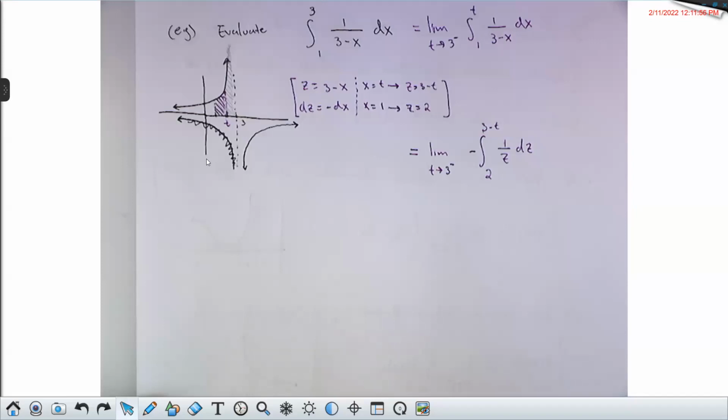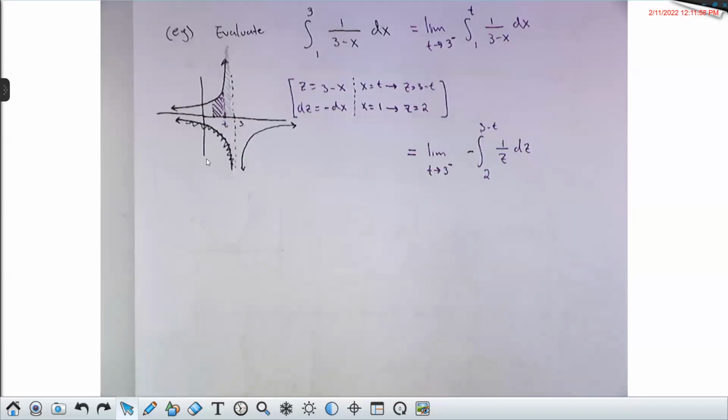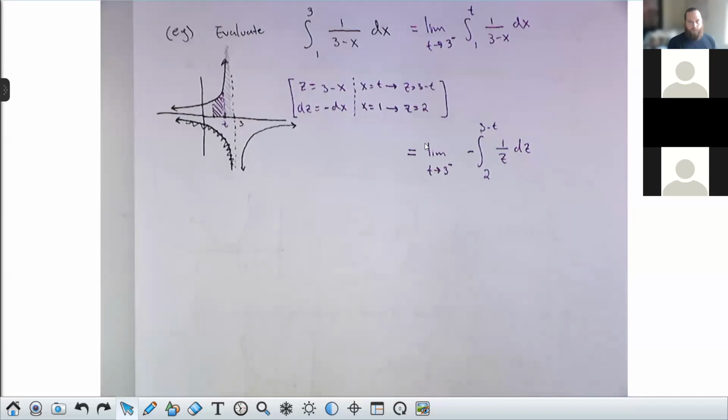We need to evaluate this integral, which after making our little substitution, turned into the limit as t goes to 3 from the left of negative integral from 2 to 3 minus t of 1 over z dz. I know that disruption is very distracting, so are there any questions up to here? Are we comfortable with the substitution and why everything changed the way it did? Where the negative came from, where these bounds came from?